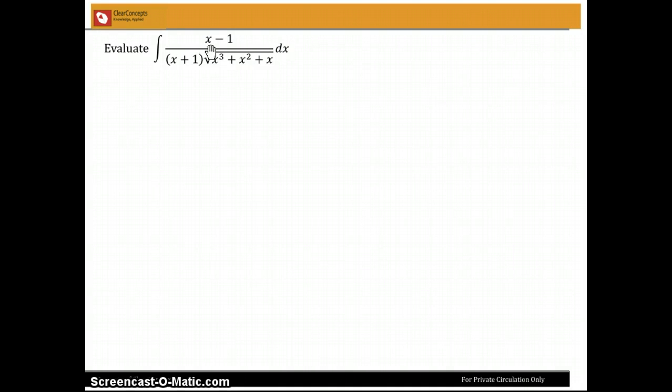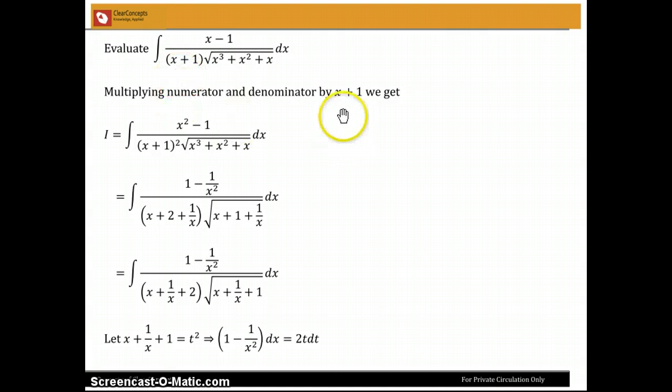So what we could do is multiply the numerator and the denominator by x plus 1. That will give us an x squared minus 1 here in the numerator, (x plus 1) whole squared in the denominator. And then now, if I divide by x squared, the numerator and the denominator, I will get an expression that I can deal with. So let's see what we have. Multiplying numerator and denominator by x plus 1, we get (x squared minus 1) divided by (x plus 1) whole squared into root of x cubed plus x squared plus x dx.